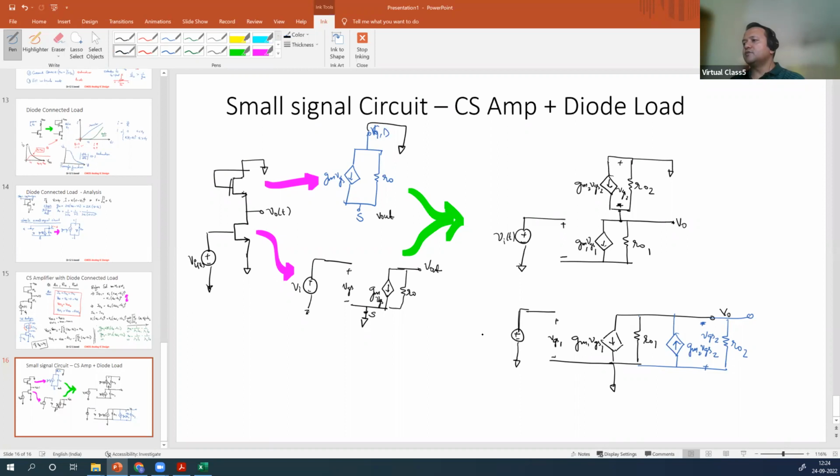This is your VGS1, V in of t, the V out of t. So now that you have drawn this, this is your correct value. So this is your small signal equivalent. Now, if you simplify this, how does it simplify for you?